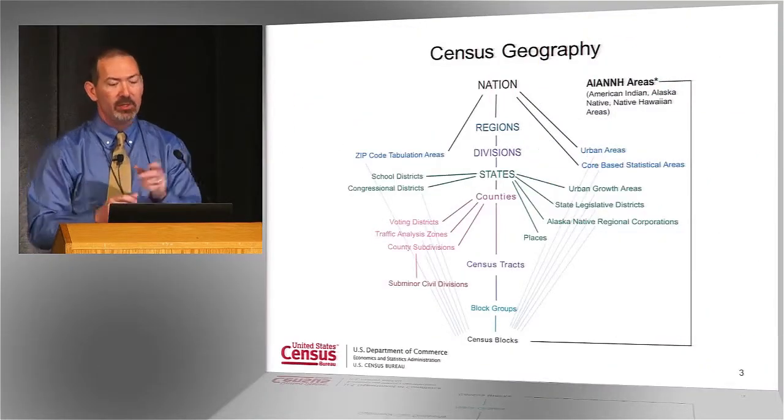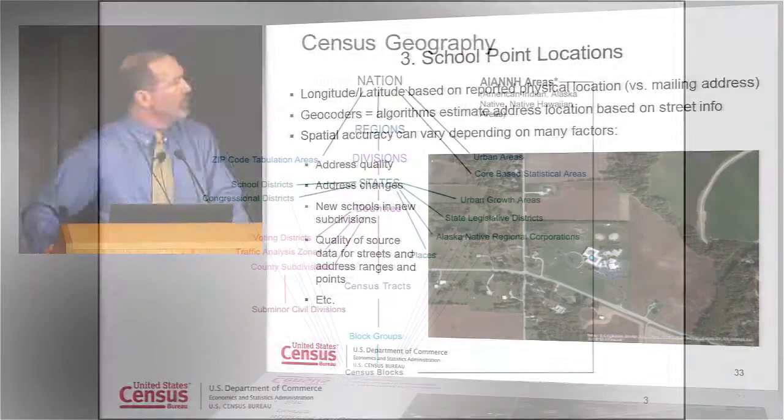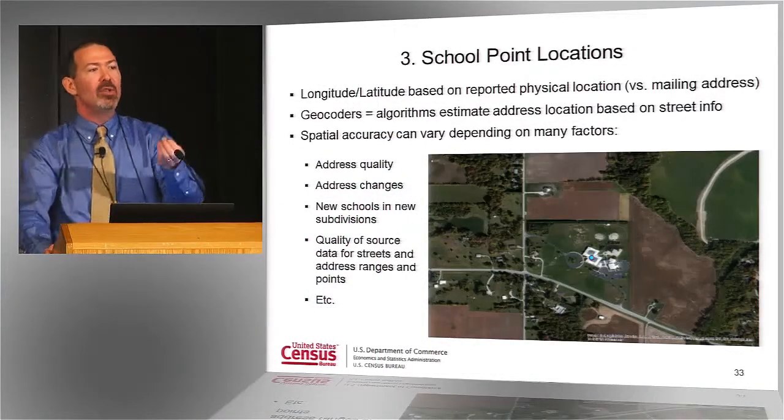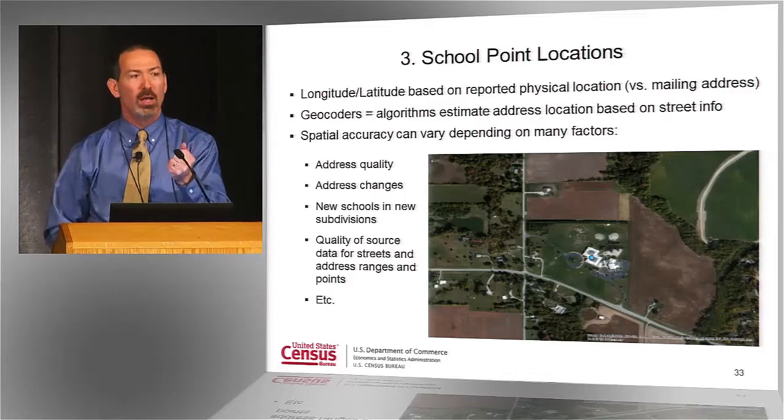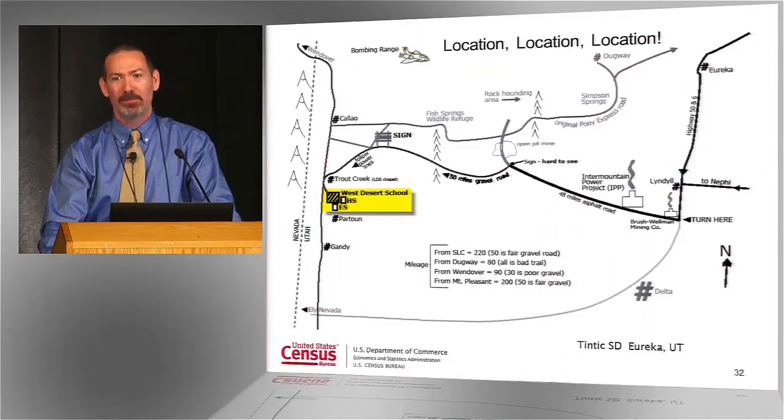Census geography, the structure of it, can really be characterized by two different hierarchies. So school points, latitude and longitude values are available for all of the universe data sets at NCES. Let's talk about school points.